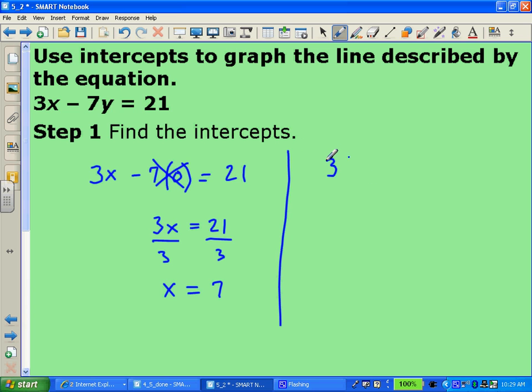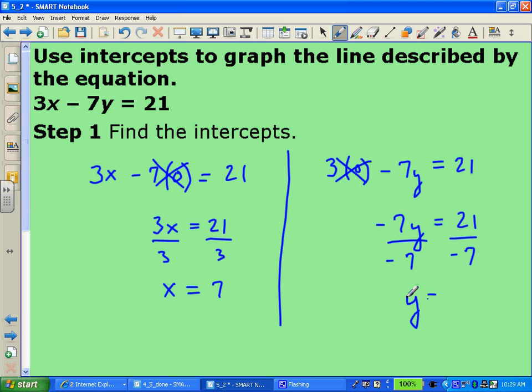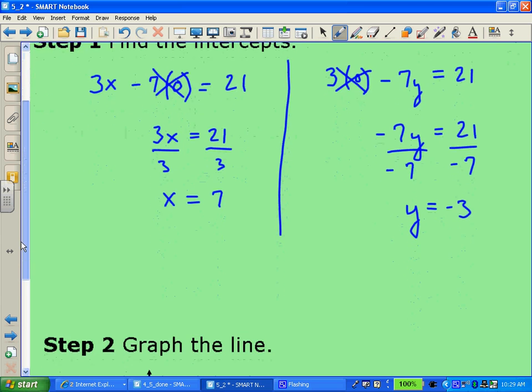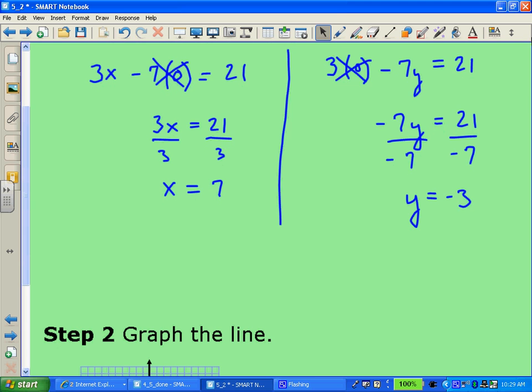I'm going to do the same thing to find the y-intercept. Replace x with 0. So then I get -7y equals 21, because this is just 0. I divide by -7. So y is -3. So now I have my x and y intercepts.